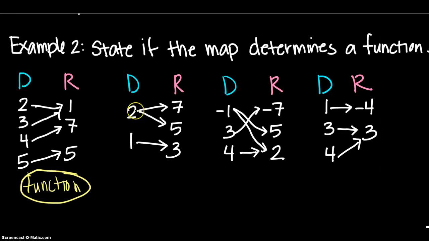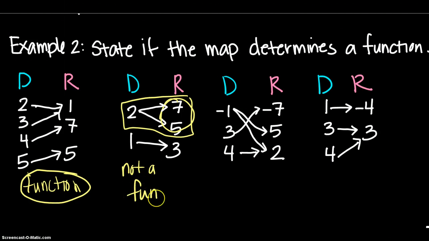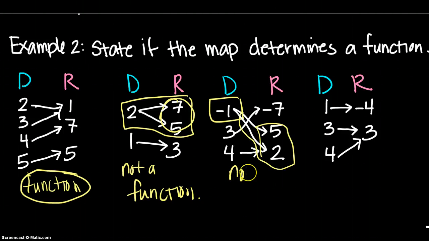Now I look at the second one. 2 goes with 7, 2 also goes with 5. Because 2 goes with two numbers in the R, this one is not a function. Next one. I have -1 goes with 5 and 2. Automatically, right there, it goes with two values in the R. So this one is also not a function.